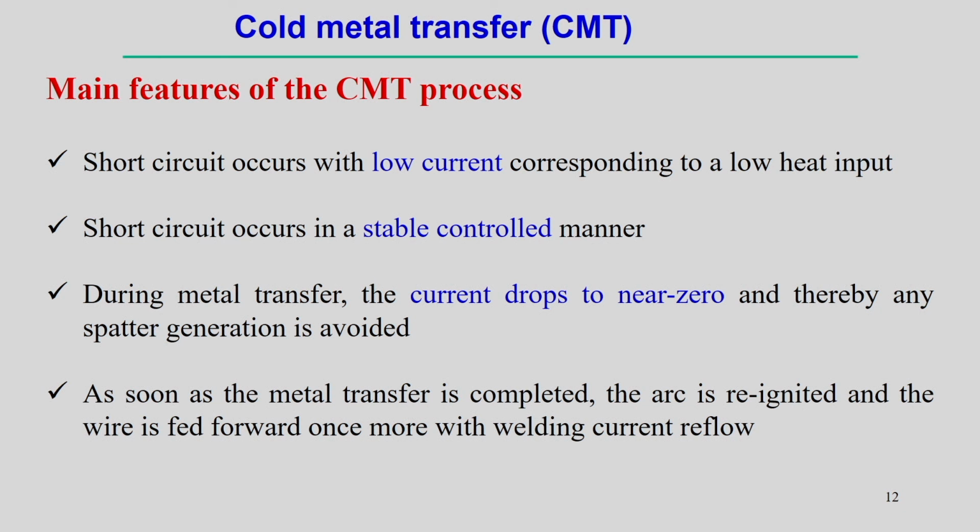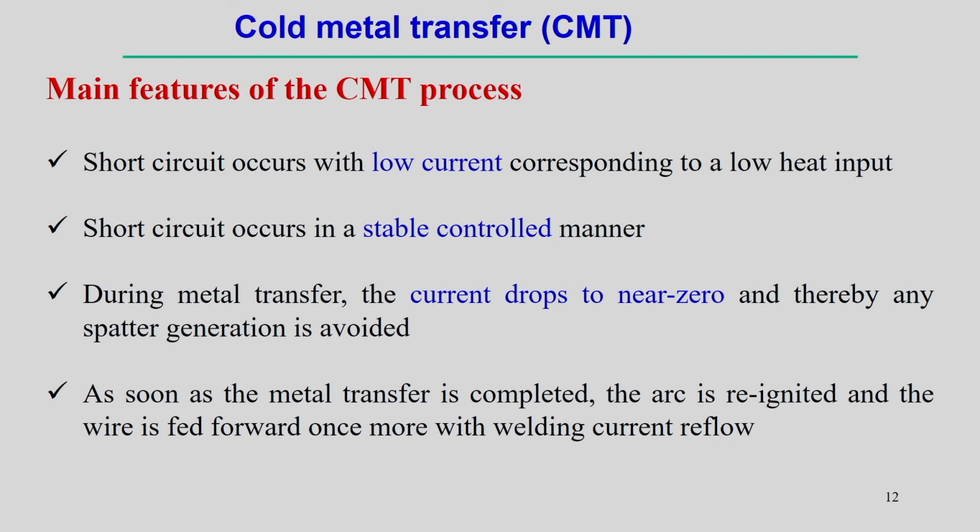Now, what are the main features of the CMT process? Definitely short circuit metal transfer occurs, but this short circuit occurs at very low current, and at the same time it corresponds to very low heat input. At very low current and very low heat input, this short circuit happens in the CMT process, and the short circuit occurs in a very controlled manner. That is why a digitally controlled system is required, so that the droplet can be successfully transferred to the workpiece material.